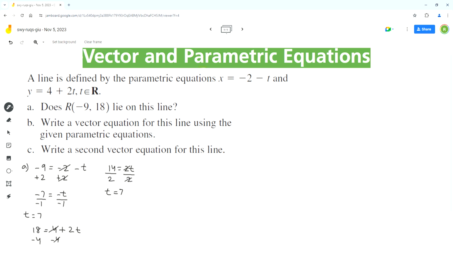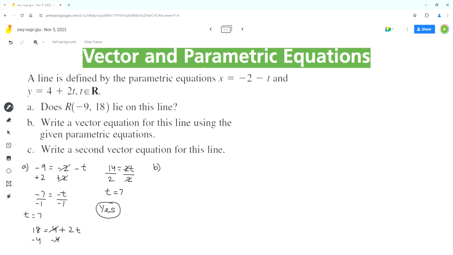So we get the same value of t from both equations. So that means point R lies on the line. So this should be the final answer for part A. Now we can analyze part B.